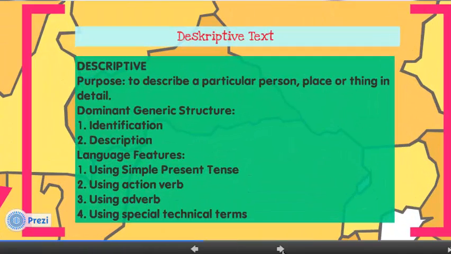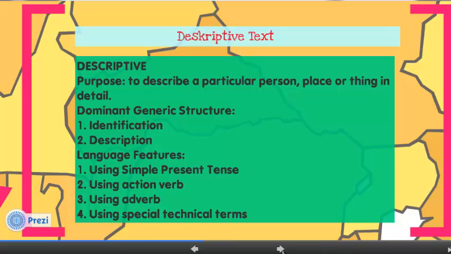The third kind of English text is descriptive text. The descriptive text means describing something or someone. It might be a place or things. The purpose of descriptive text is to describe a particular person, place, or thing in detail.